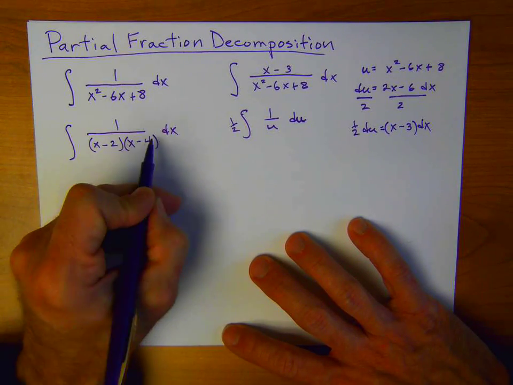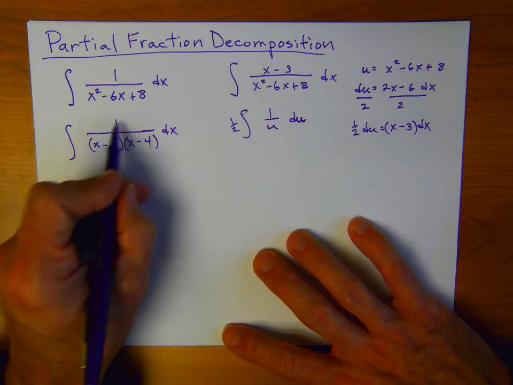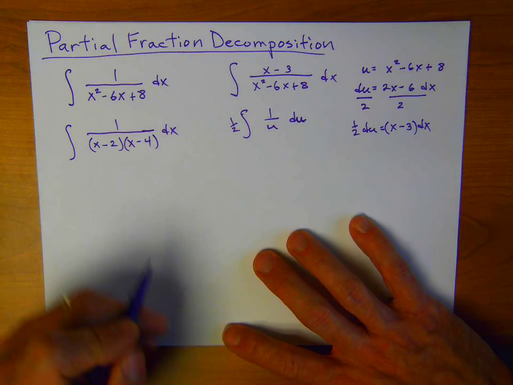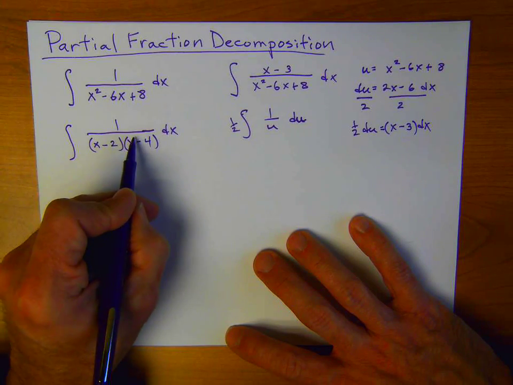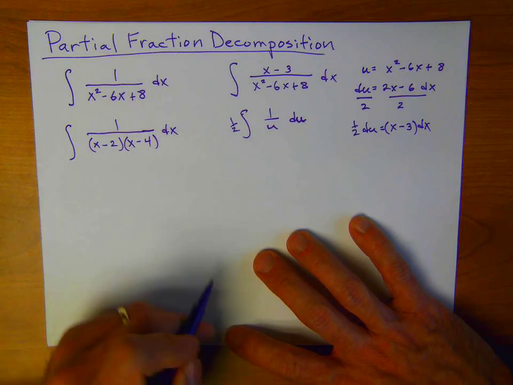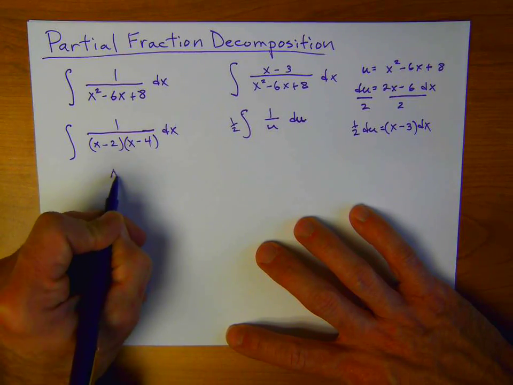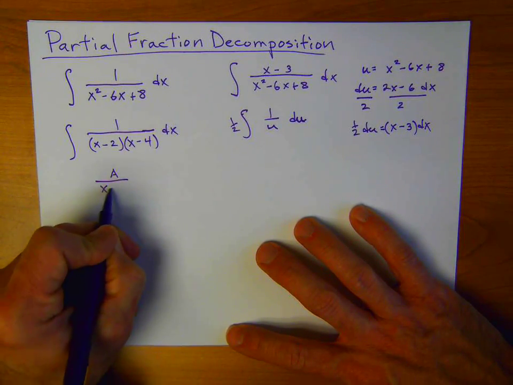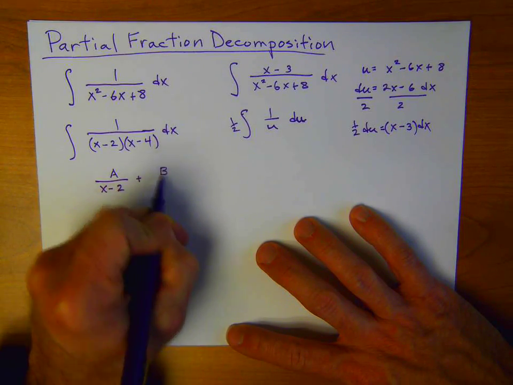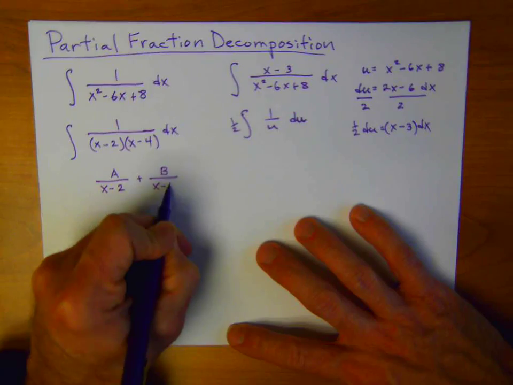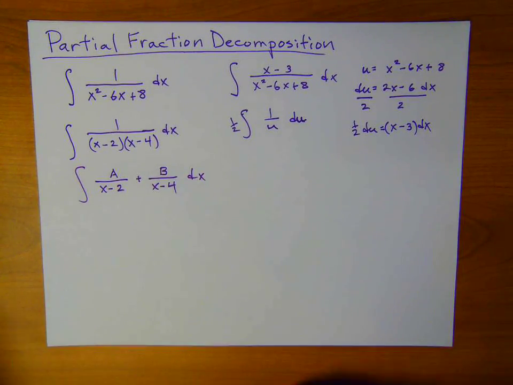And how does that help us? Well, what we'd like to do here is to rewrite this fraction. This is kind of a fraction where this represents one number and this represents another number that are multiplied. What we'd like to do with this integrand is to be able to write it as some number a over x minus 2 plus some other number b over x minus 4.